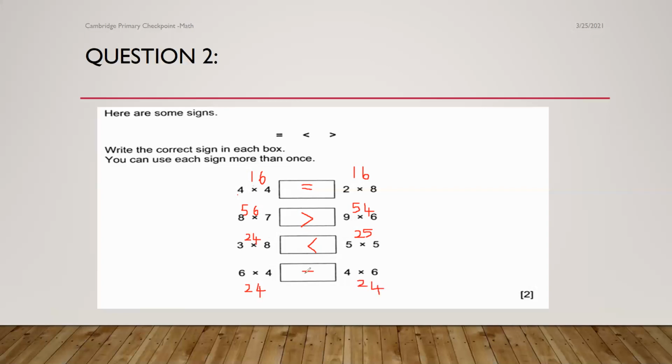So for this question number 2, if you get the correct 4 signs, you will get 2 marks, right? So that is how we should do it. So make sure if you get a question like this, first you multiply and get your value. After that, you try to use the correct sign, right? Let's move to the next slide.